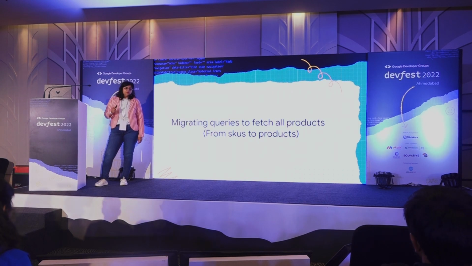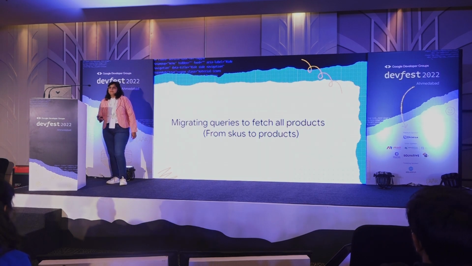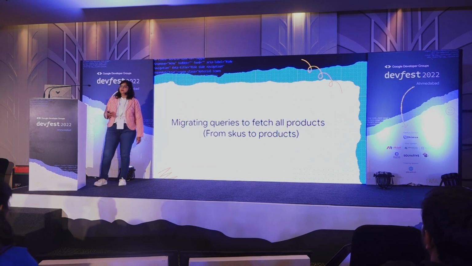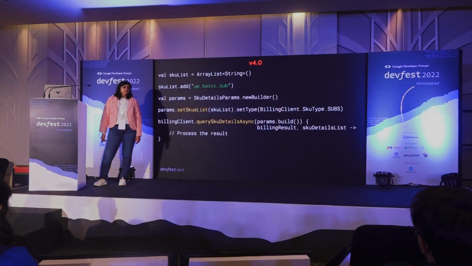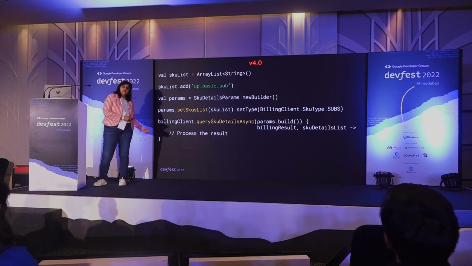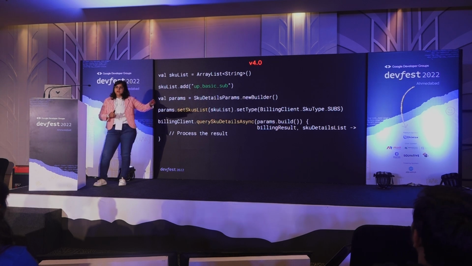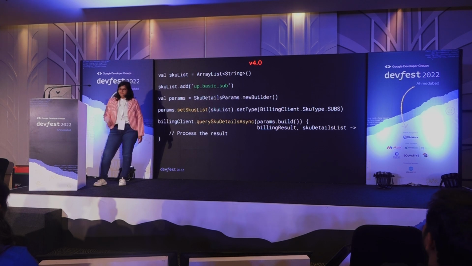So now my app is up and running. I want my users to see what all subscriptions I have to offer in my application. So this was how we used to do it earlier. We prepare a SKU list, take it from a constant, put it in here, and that's it, done. But now it is a little different.